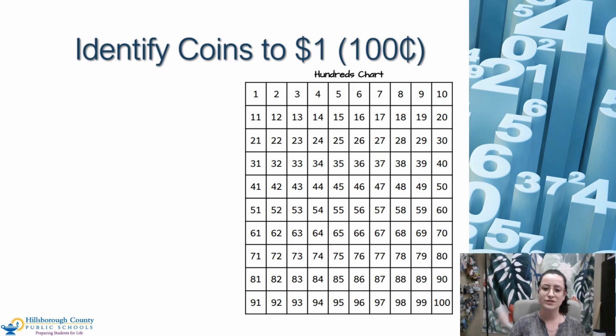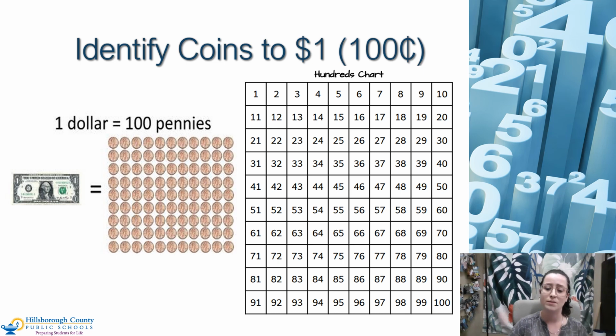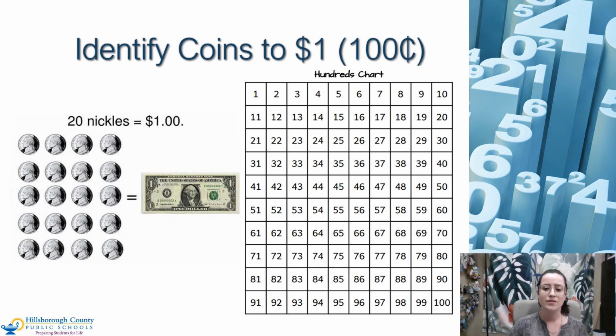In first grade, students are expected to identify coins equal to $1. So for example, if we're counting by pennies, or by the value of 1, I would need 100 pennies in order to get to 100 cents or $1. We can do the same thing with nickels. This hundreds chart will help students see the relationship between the coin and the value of 100.